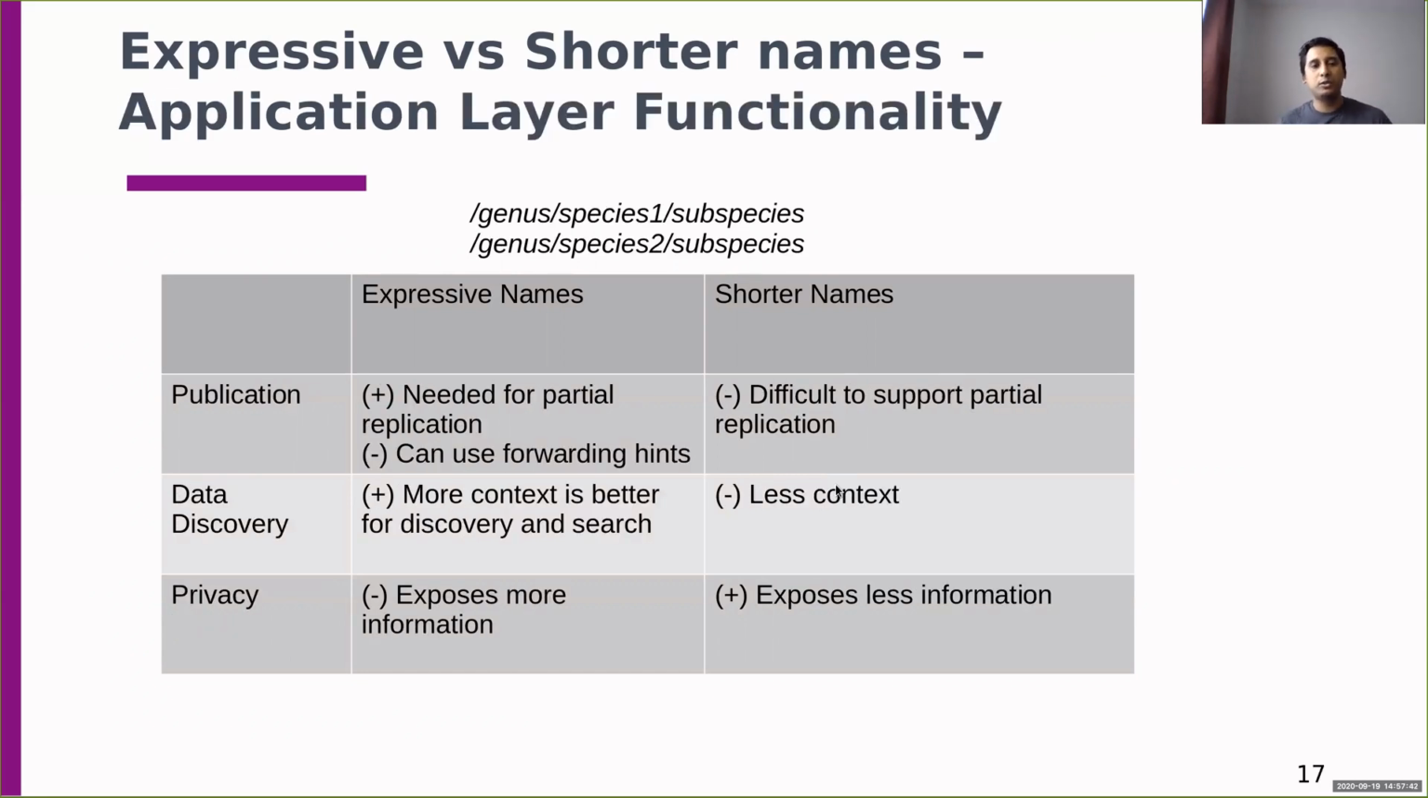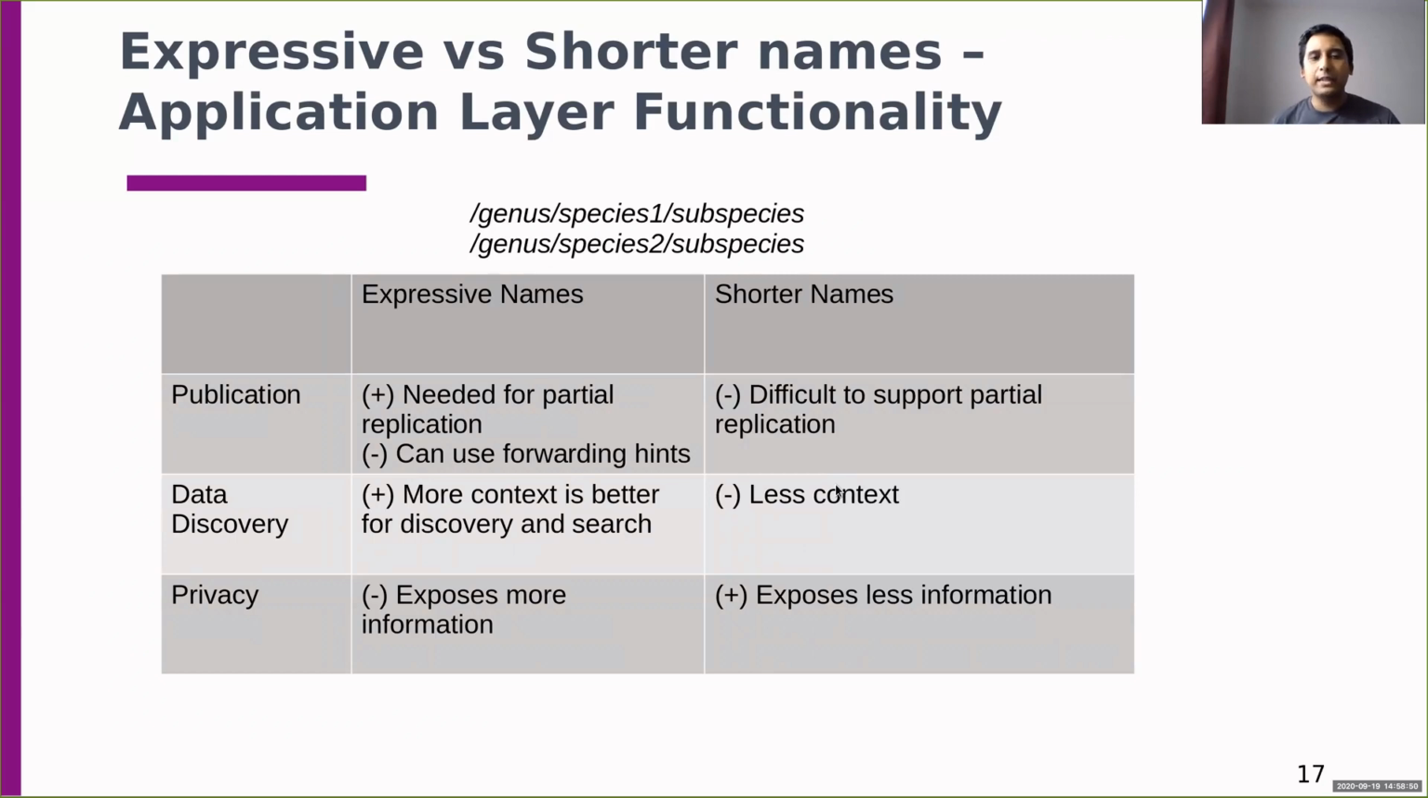If we want to do partial replication, so genus, species 1, subspecies being announced from one source, and genus, species 2, subspecies being announced from another source, we must have partial names, because if we only announce /genus, that does not support partial namespace replication. So in these cases, we can use forwarding hints to take the request to that particular host that has those sub-namespaces.